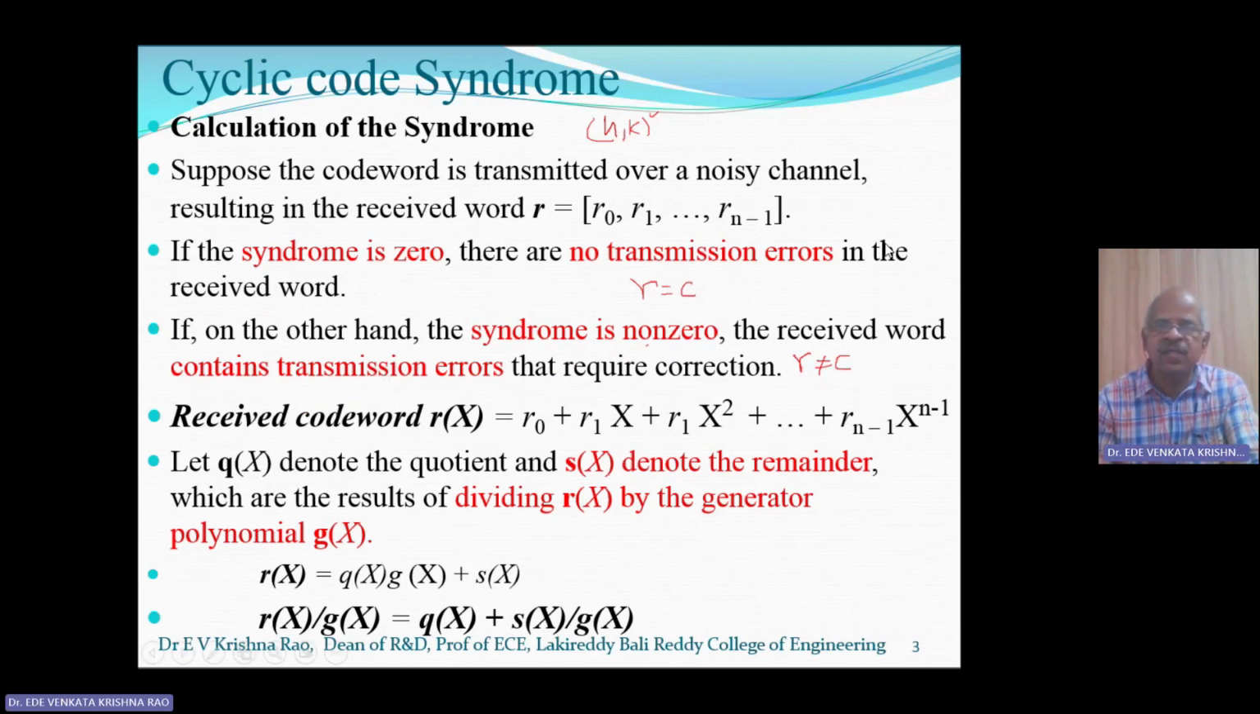The received word we represent as a polynomial, an nth order polynomial: R0 plus R1 x plus R2 x square, up to Rn minus 1 x power n minus 1. This is the received code word represented as the polynomial R of x. The syndrome S of x is obtained if you divide R of x by the generator polynomial. The received code word polynomial divided by the generator polynomial gives the quotient as well as the remainder, and S of x is the remainder of R of x by G of x. So we need to find that remainder.